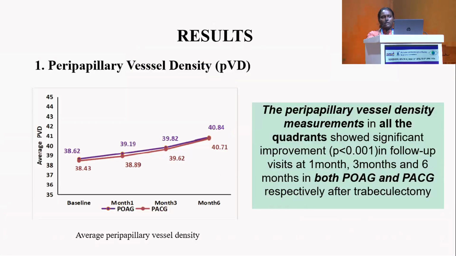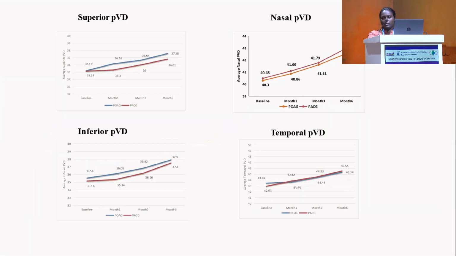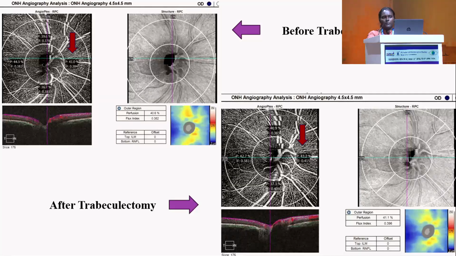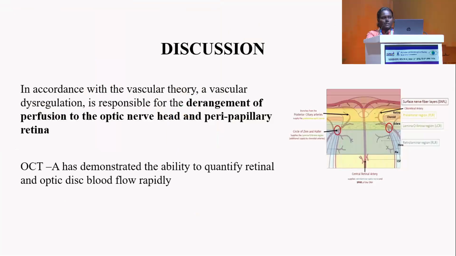Coming to the results, peripapillary vessel density showed a significant improvement at the end of the 6-month follow-up. As we can see in this image, both groups, POAG and PACG, show the increment in the PVD. Here we measured the sectoral PVD changes, and superior, nasal, inferior, and temporal PVD measurements also showed the same incremental effect. Then there was significant increase in the perfusion index in both the groups. Here we can see the structure RPC plot showing the increment in the peripapillary capillaries.